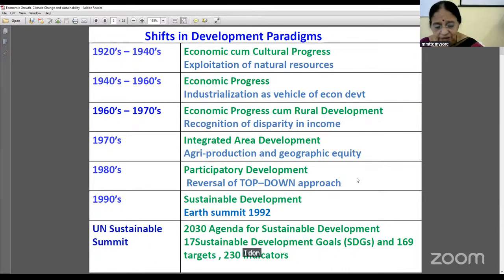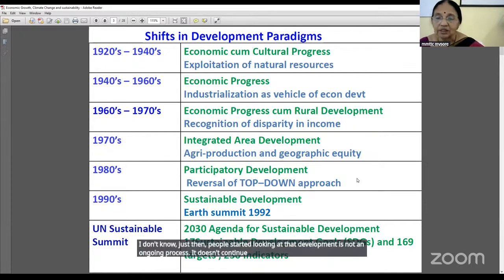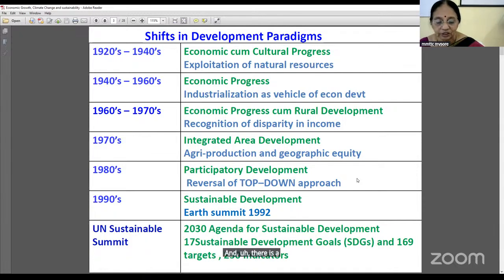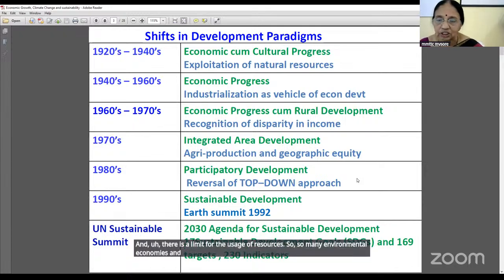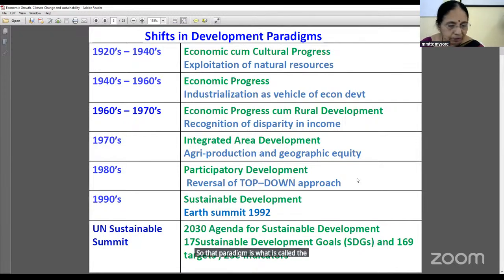And just then people started looking at that development is not an ongoing process. It doesn't continue forever, and there is a limit for the usage of resources. So many environmental economists and what is called natural resource economics thinkers and researchers have brought in the idea that development is not going to last forever. We are using the resources in a similar way, without bothering about the future generation. So that paradigm is what is called the sustainable development paradigm.